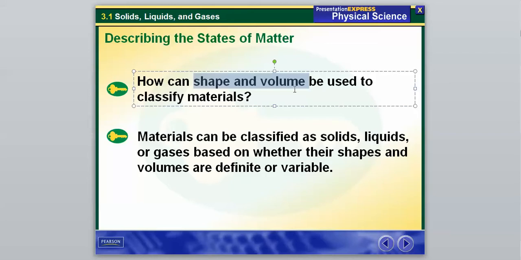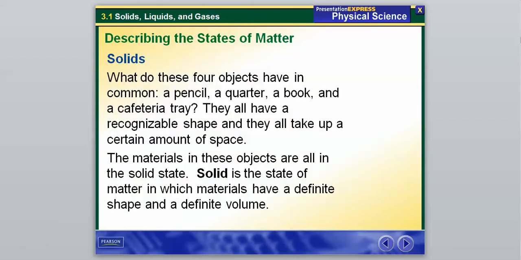So these two indications right here, I would definitely write these down. Shape and volume are two big characteristics that we're going to look at when we determine whether something is a solid, liquid, or gas. Our first one we're going to take a look at is solids, and they start by saying, what do these four objects have in common? Again, they tell us a pencil, a quarter, a book, and a cafeteria tray, and that is they all have a recognizable shape. Each one of these has their own unique shape, and they all take up a certain amount of space.